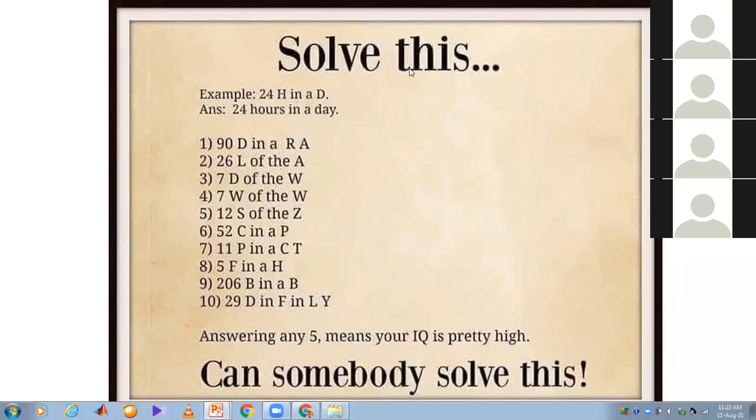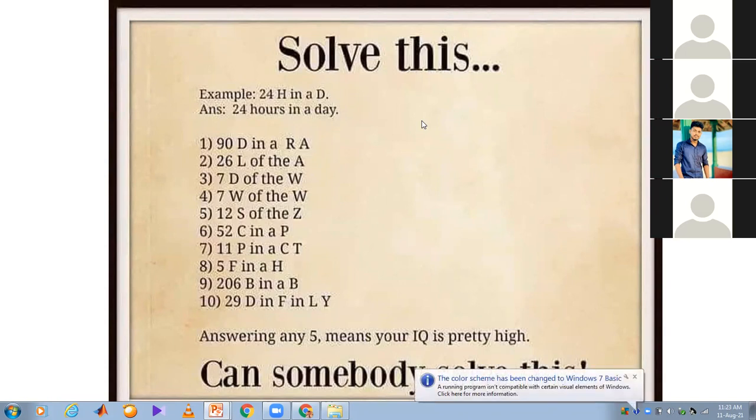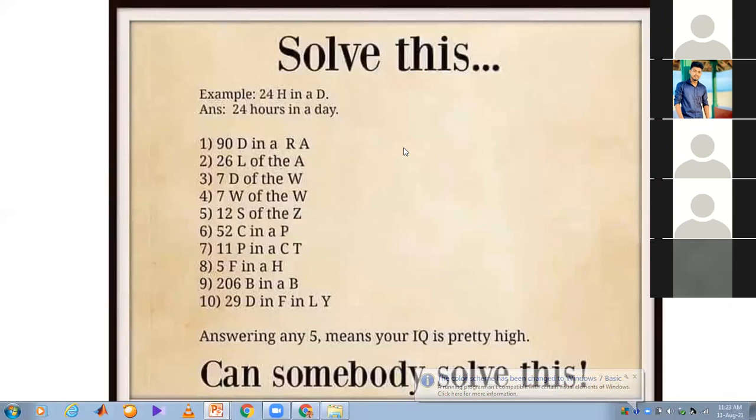11 players in a cricket team. Exactly. Right. Eighth one. 5 fingers in a hand. Yes. Ninth one. 206 bones in a body. Yes. 206 bones in the body, not 206 balls in a bag. Someone was saying that. So I hear someone was saying that. That's not correct, right? 206 bones in a body.